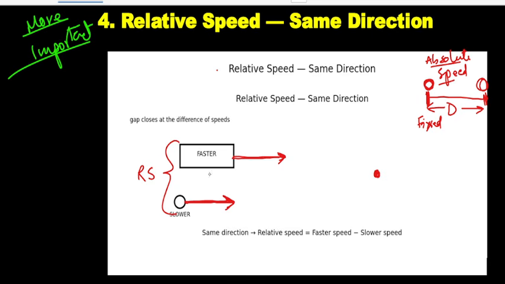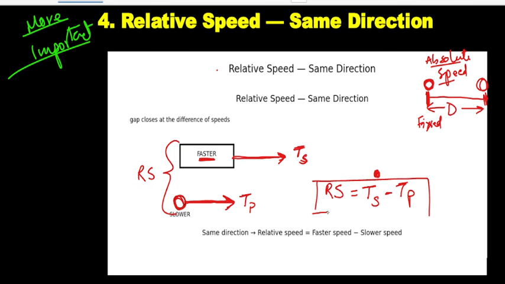When the bodies are moving in the same direction, suppose this particular train, which is a little faster, has a speed of ts, and this particular man, or you can take a car or something, has a speed of tp. In that case, if I want the relative speed between them, it would simply be ts minus tp. And why are we writing ts first? Because ts is the body which is moving faster compared to the slower body. That's why ts is in front and tp is behind.